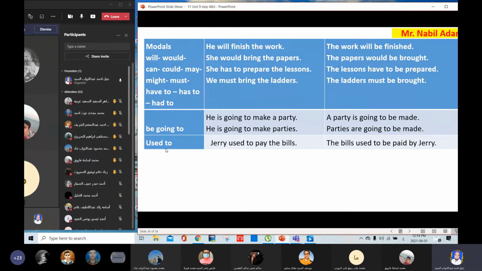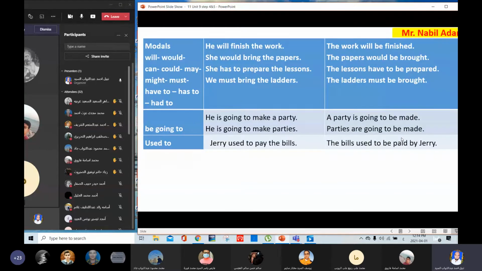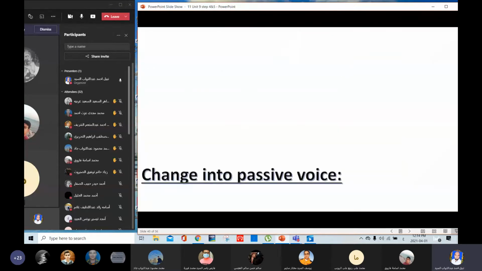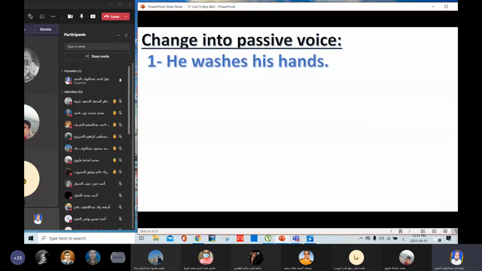Who can do this exercise? A: change into passive. He washes his hands. Ziad, Hatem. Make passive, change focus. Is that clear, Ziad, or not? Can you see it? Mr. Hatem says that Ziad says his mic is stuck.